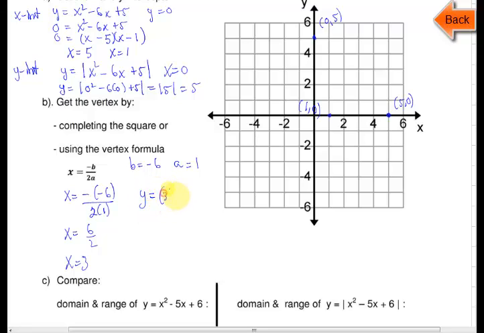So we're going to go 3 squared minus 6 times 3 plus 5. Do the math and you get that y is negative 4, so our vertex is at 3 and negative 4. Okay, so let's go to the graph. 3 and negative 4.